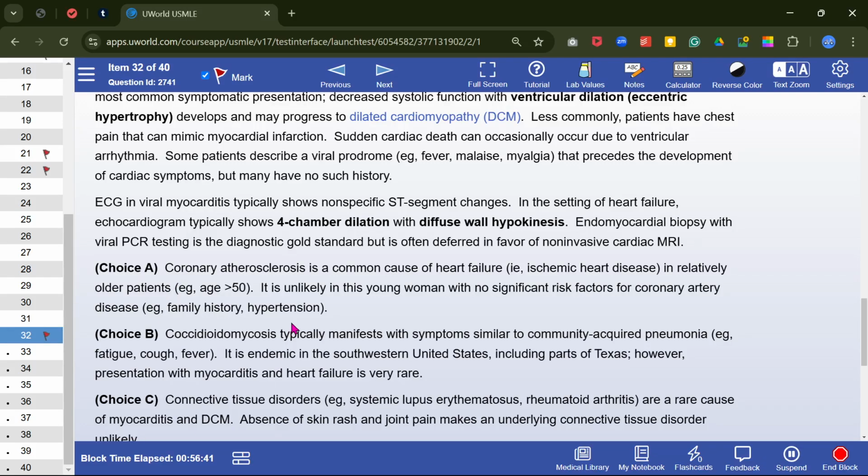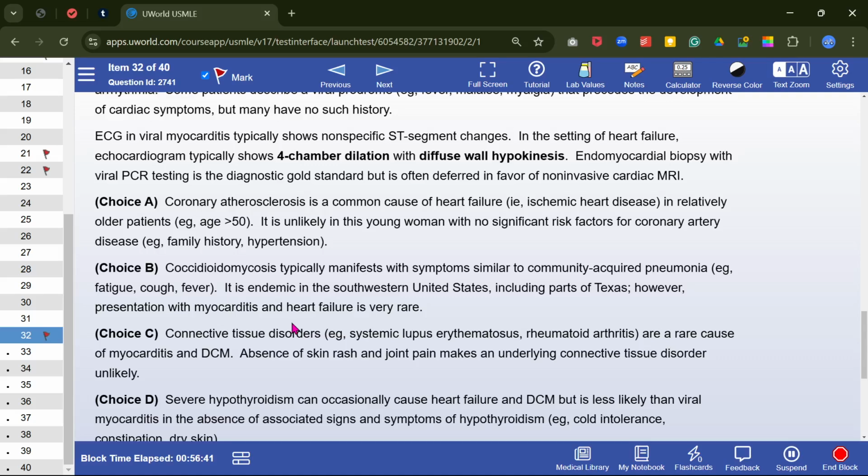It's not B. Coccidioidomycosis typically manifests similar to community acquired pneumonia, with fever, cough, fatigue. It's endemic in the southwestern US and parts of Texas. However, its presentation with myocarditis and heart failure is rare.